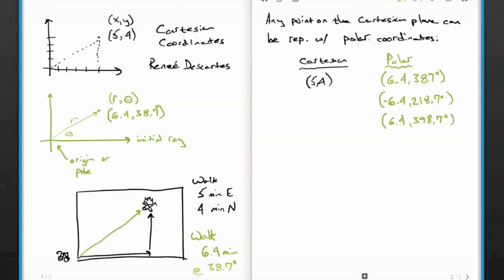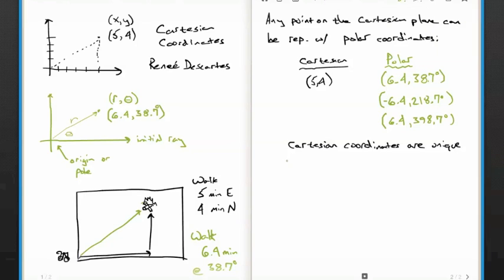So what does this mean? It has important implications later on: Cartesian coordinates are unique. In other words, for this particular point in the plane here, there is one and only one set of Cartesian coordinates that would get me there. (5, 4) are the only ones that work.